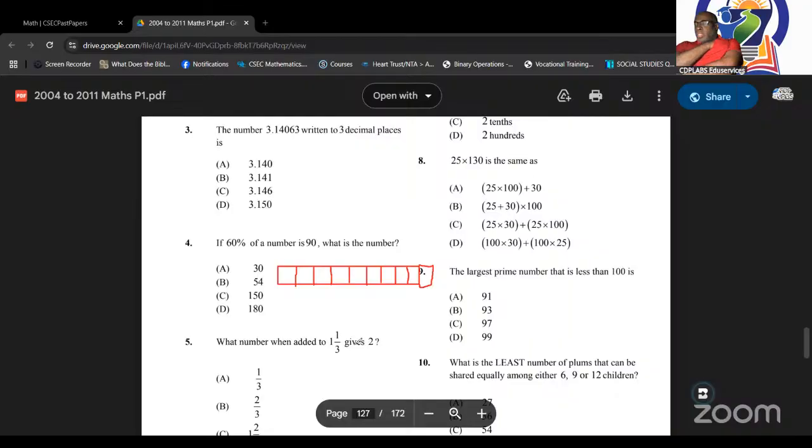Good? So if 6 of the smaller rectangles add up to 90, what do you think we could do then to find what one of the 6 is equal to?